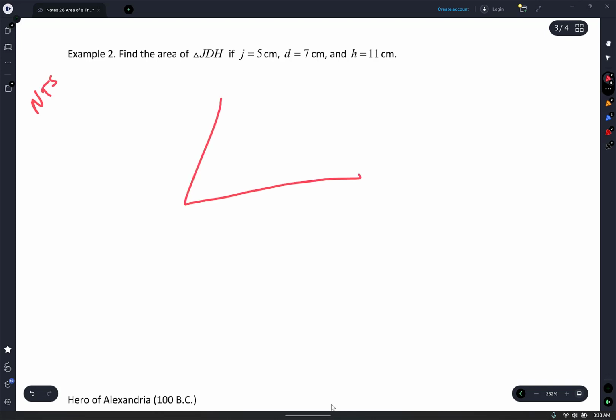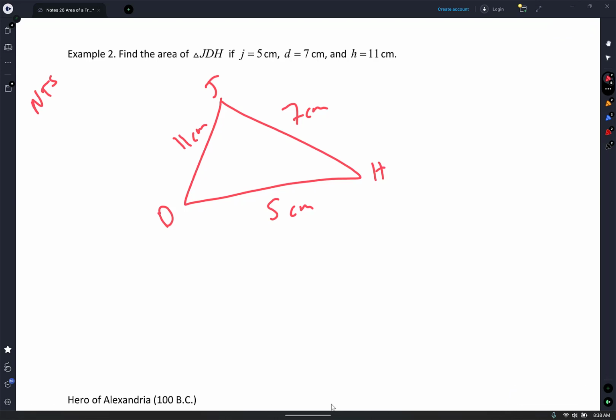And I'm going to just draw like so. Capital J, capital D, capital H. Little j is 5, so 5 centimeters. Little d is 7, so 7 centimeters. And little h is 11, so 11 centimeters. Notice it's a side. I do not have any angle. Can I calculate the area of this triangle at the moment with what we know?